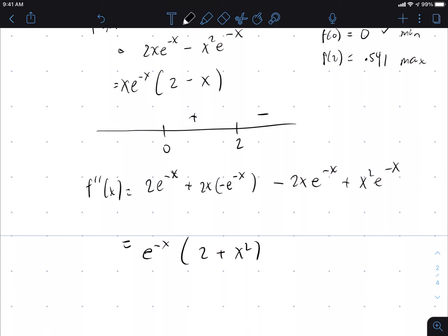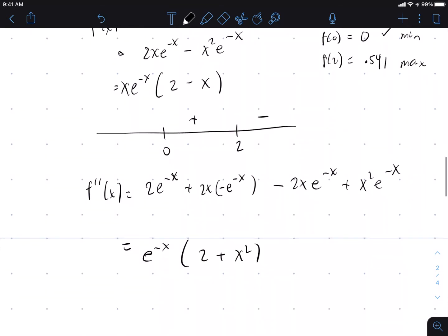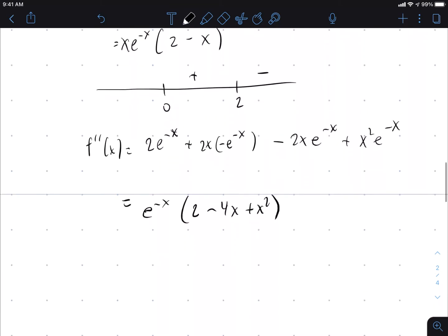Let's see. Oh, no, I didn't. I canceled when I should not have canceled. This piece, see that negative? That should make that a minus. So these are going to become a 4. So I'm going to get 2 minus 4x plus x squared.